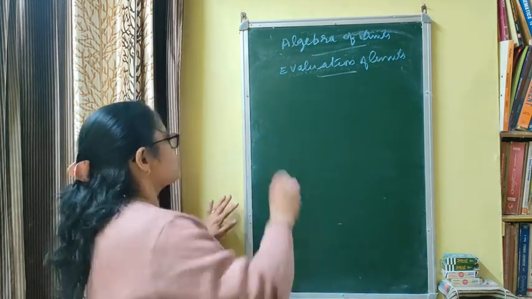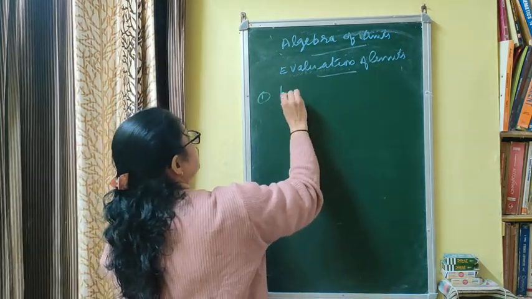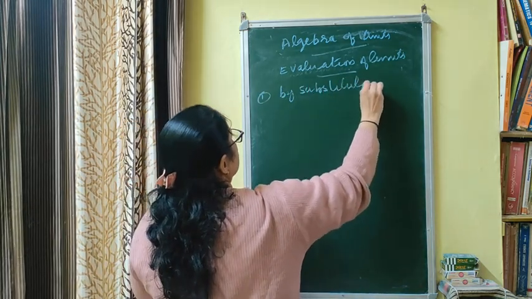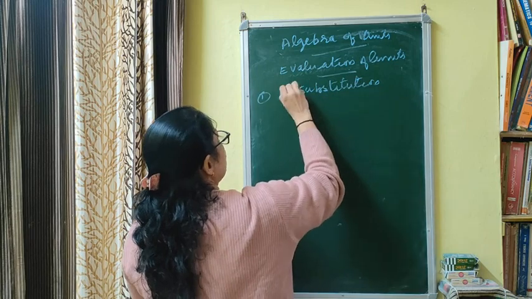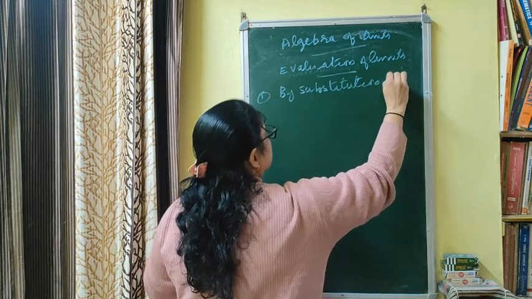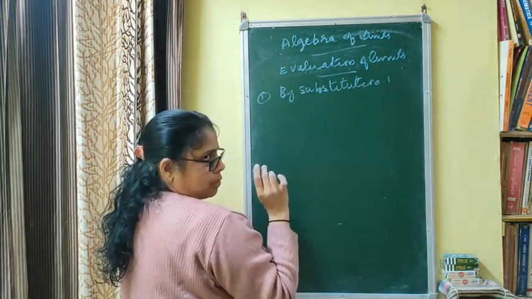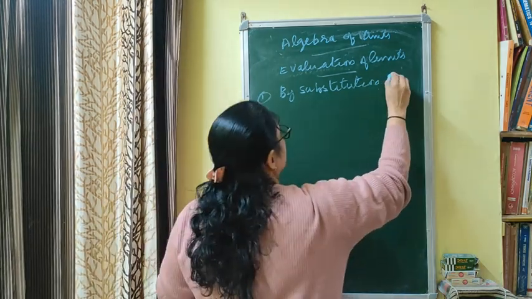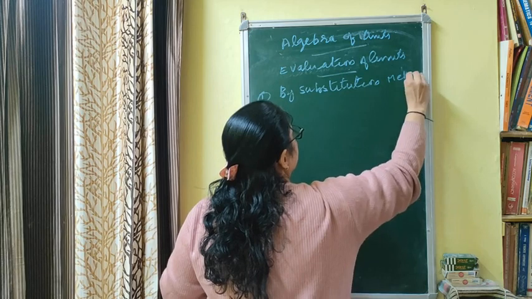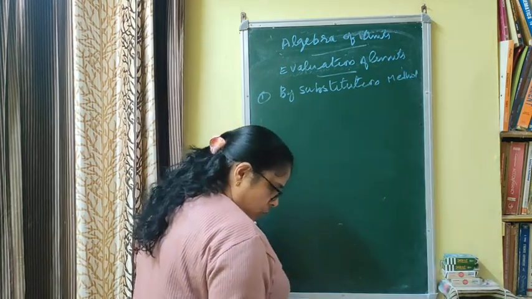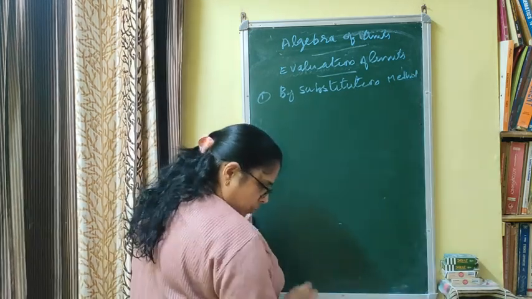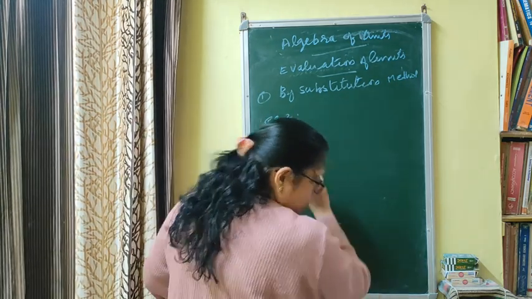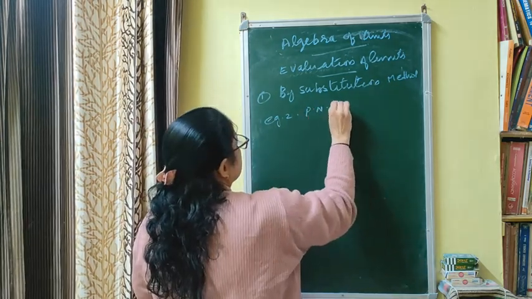Now let us start the first one, that is the substitution method. The meaning of substitution method is you have to put the value in the function, and if it does not attain any of the indeterminate forms, you can directly put the value. Substitution method. Example 1 is very important, simple. I am doing example 2, page number 29.17.